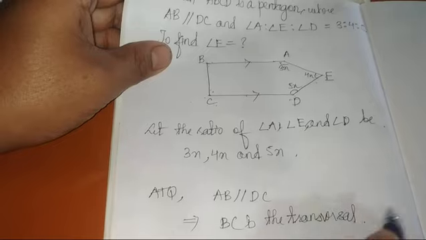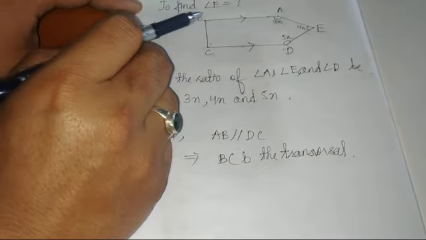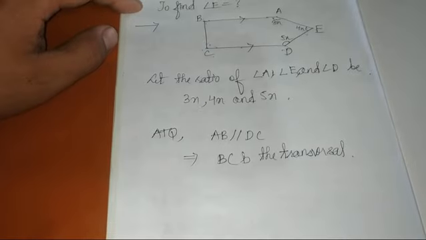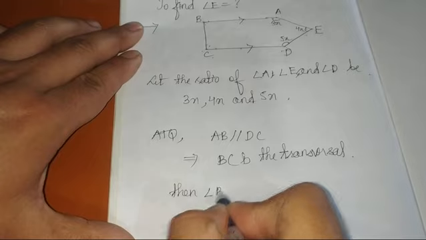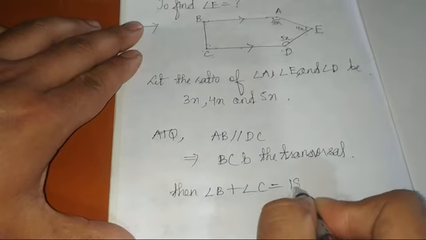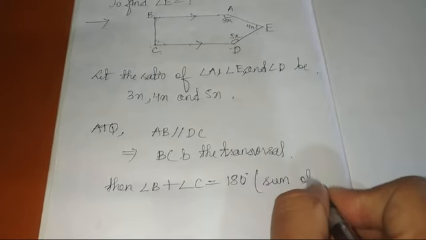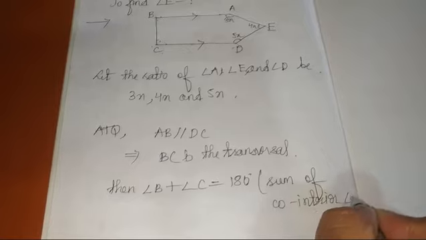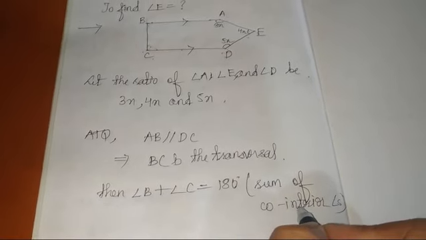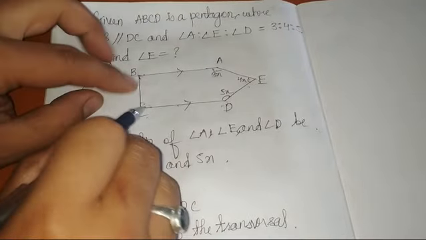Transversal. Okay, so hence, as BC is a transversal, the sum of angle B plus angle C, co-interior angles, equals 180 degrees. Then angle B plus angle C will be equal to 180 degrees. Within the bracket, write down sum of co-interior angles. Now, this angle plus this angle is 180 degrees.